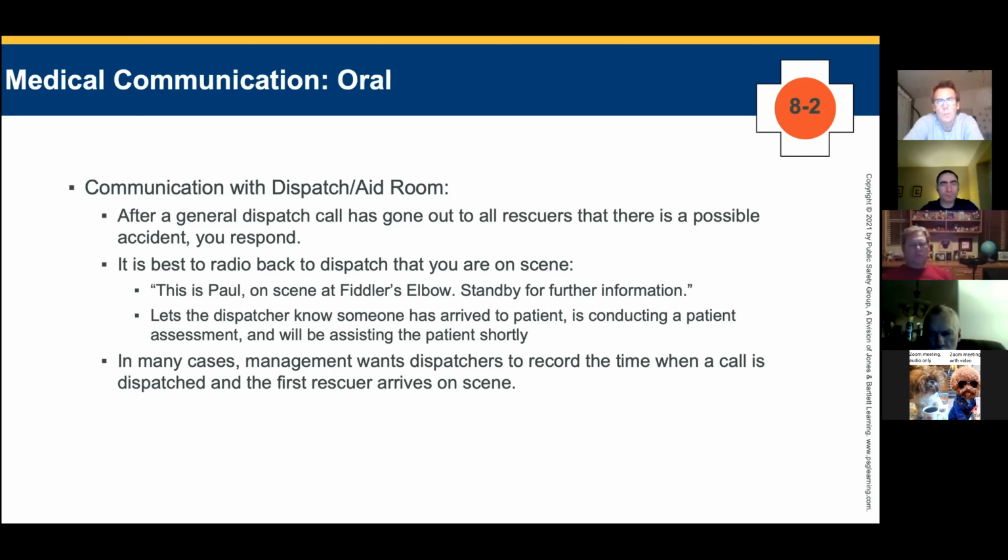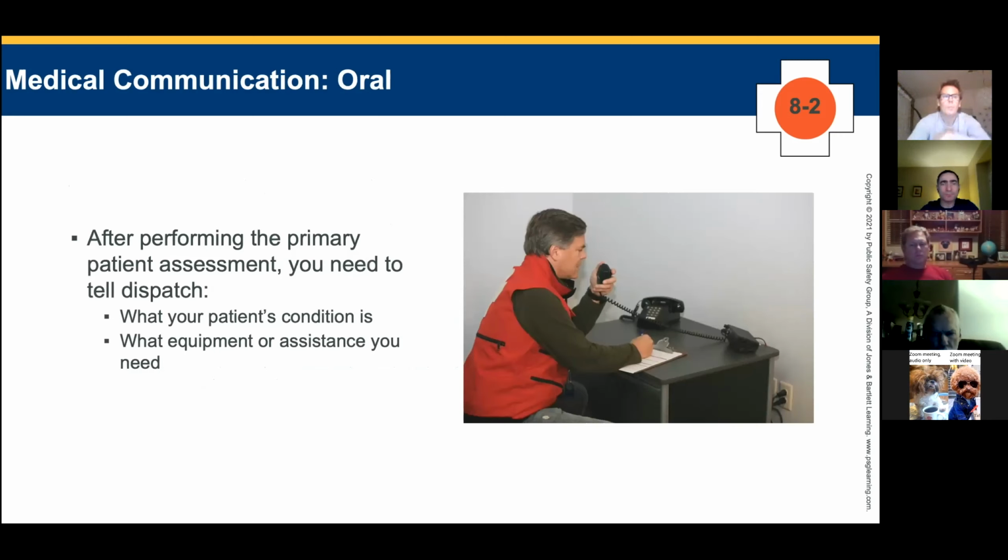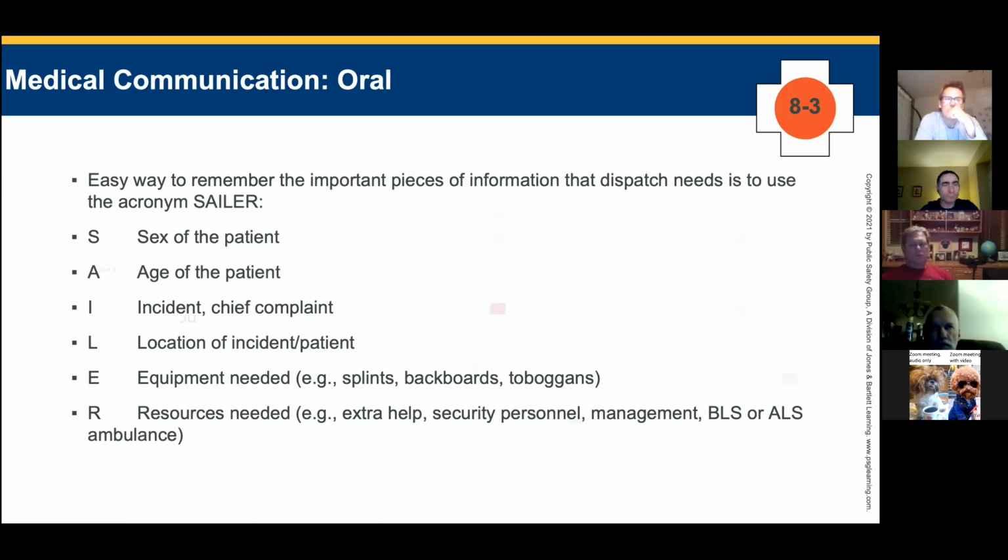Now, once we get there, we're going to do a primary assessment, and we're going to tell them what the patient's condition is, what equipment or assistance we'll need. Now, here's where the acronym SAILOR comes in. You might kind of jot that down or circle it in your book.